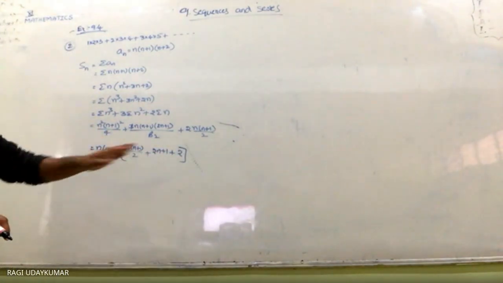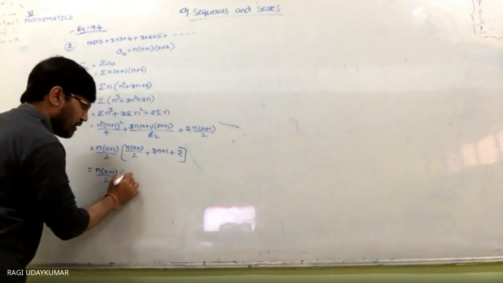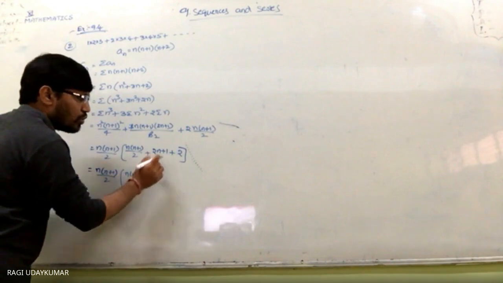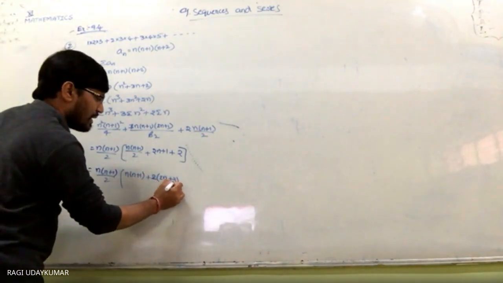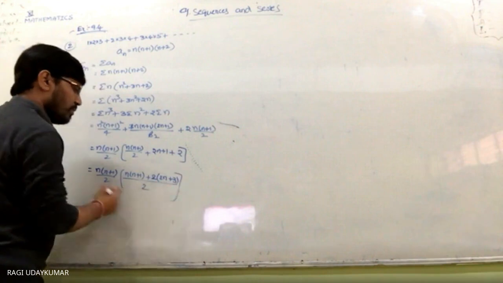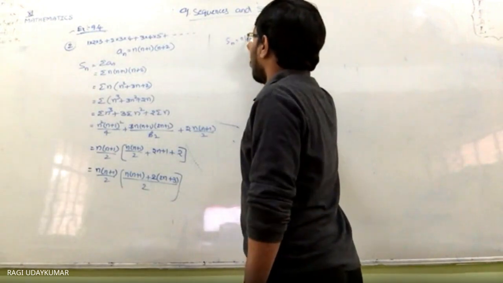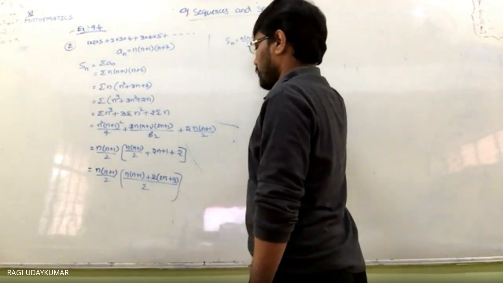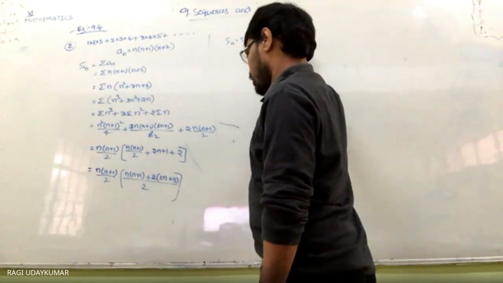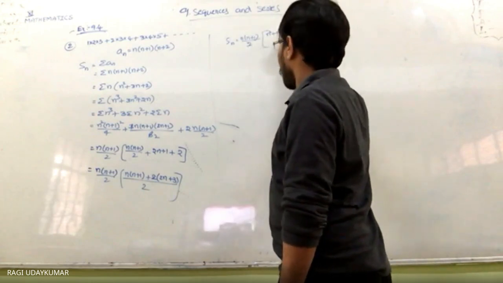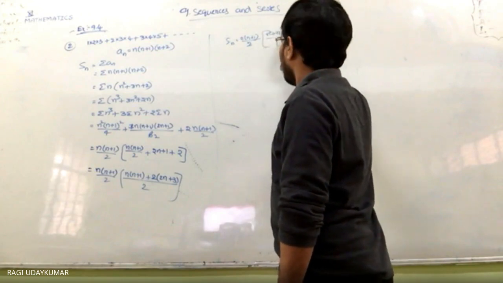n into n plus 1 by 2, n into n plus 1 by 2. So I am simplifying this n into n plus 1 by 2. Whatever the simplification you get, n into n plus 1 plus 2n plus 3. So 2 into 2n plus 3, 2 into 2n plus 3 by 2. So completely multiply, that is, simplify. Which equals Sn equals n into n plus 1 by 2. So when we simplify it, n square plus n plus 4n plus 6 by 2.